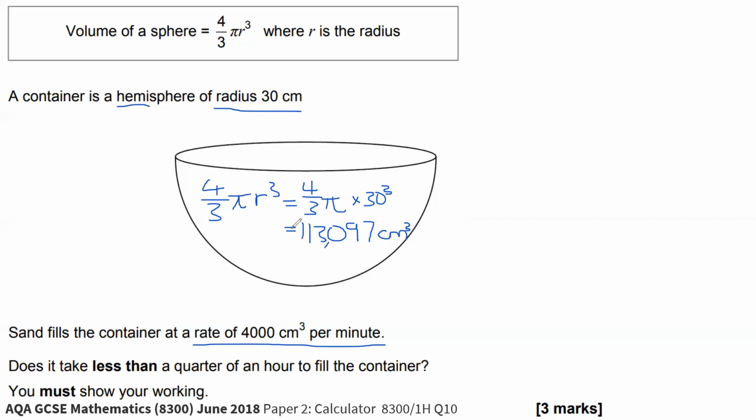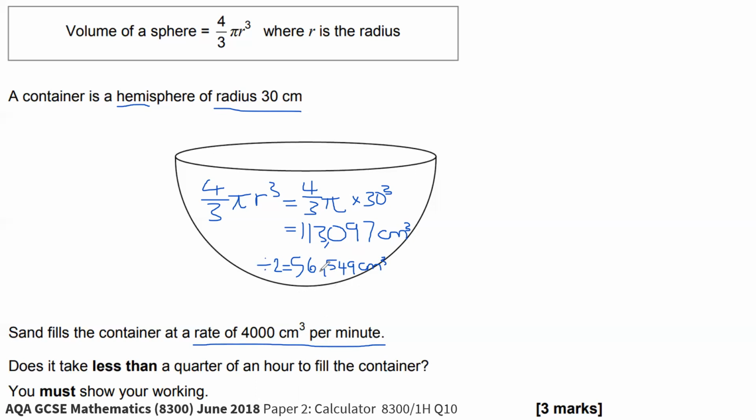Okay. But we have to remember that this is the volume of the total sphere. And as we've said, we've only got half a sphere. So then we need to divide this by 2. And if we do that, then we end up with 56,549. Again, I've rounded this all to the nearest whole number. So if you haven't rounded it, then you'll probably get a slightly different answer, but it will all work out in the end. We don't need to be that accurate.